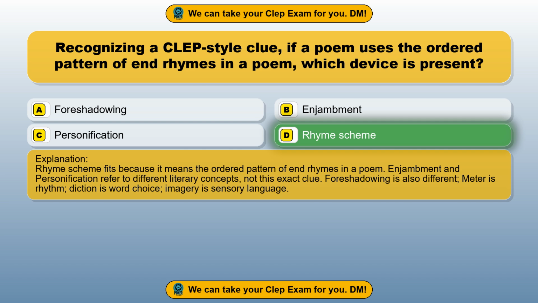Rhyme scheme fits because it means the ordered pattern of end rhymes in a poem. Enjambment and personification refer to different literary concepts, not this exact clue. Foreshadowing is also different. Meter is rhythm, diction is word choice, imagery is sensory language.